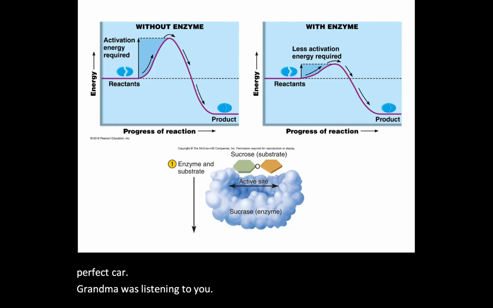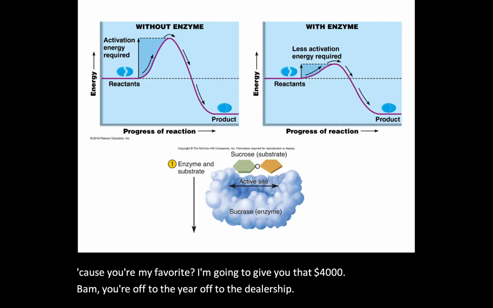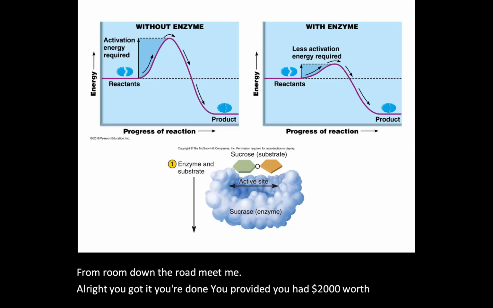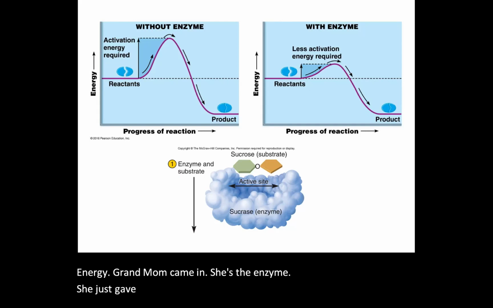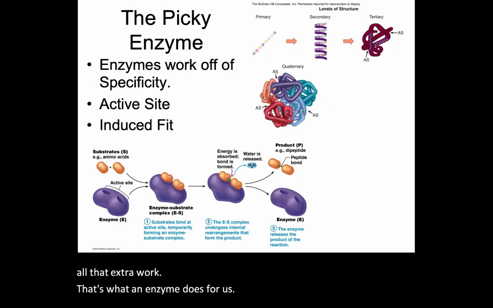And Grandmom says, you know what? Because you're my favorite, I'm going to give you that $4,000. Bam! You're off to the dealership. Vroom vroom down the road. Meep meep. All right, you got it. You're done. You had the $1,000 worth of energy. Grandmom came in. She's the enzyme. She just gave you the activation energy that you were short. You didn't have to do all that extra work. That's what an enzyme does for us.